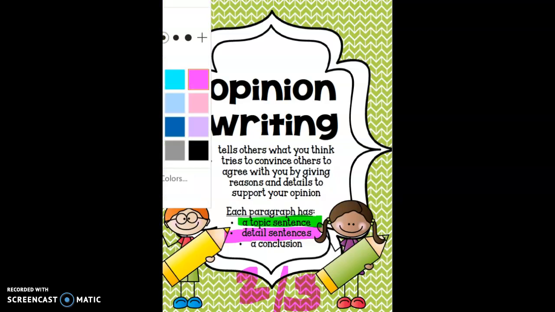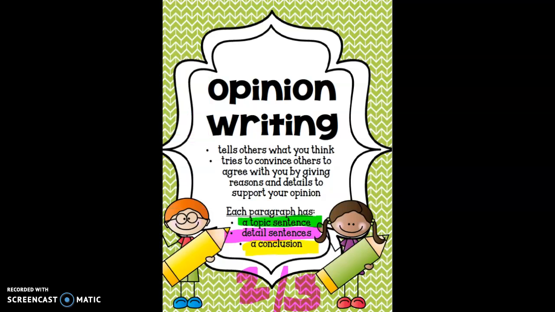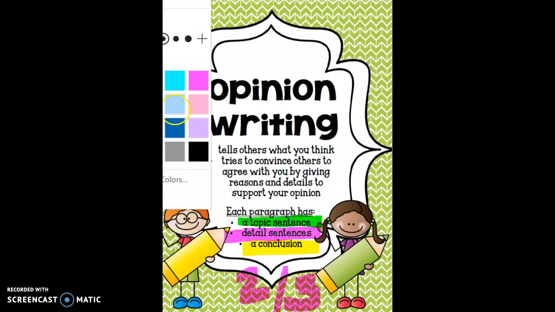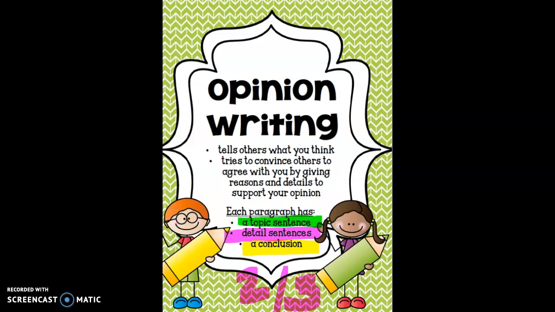And then last of all, we want to make sure we have a conclusion because that helps readers know that we're done talking about what we like. So once more, opinion writing. The purpose, the reason why we do this, is to tell others what you think and try to convince others to agree with you by giving reasons and details to support your opinion. So it's trying to get someone to think what you think.